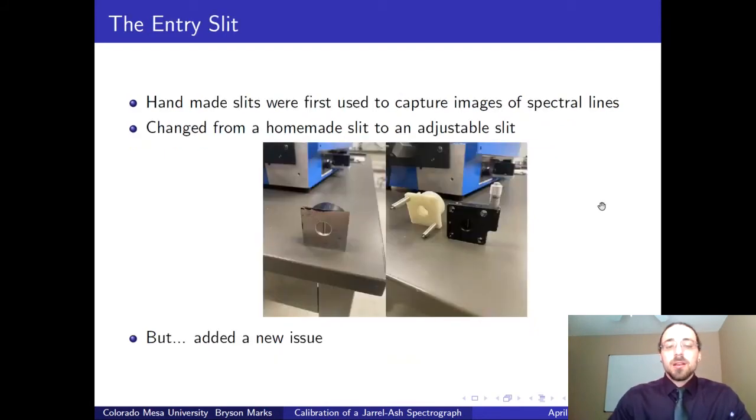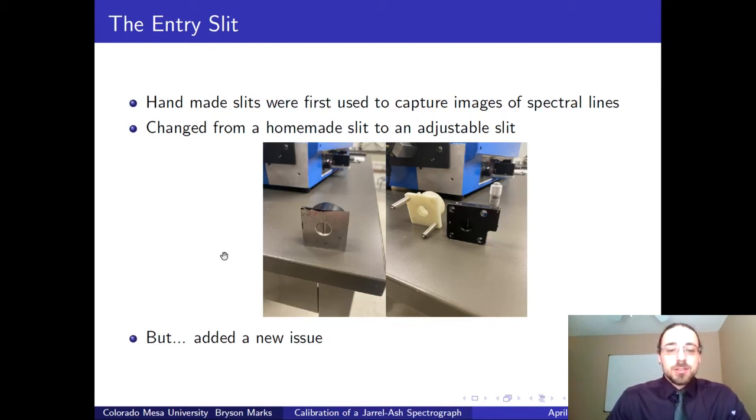Another thing that we need to sort out are these handmade slits. The reason why we have spectral lines is due to us imaging the slit of the spectrometer. At first we used the handmade slit on the left here. This handmade slit worked great at first because it enabled us to get an understanding of how the machine worked, how we could find these spectral lines, and what we were looking for.